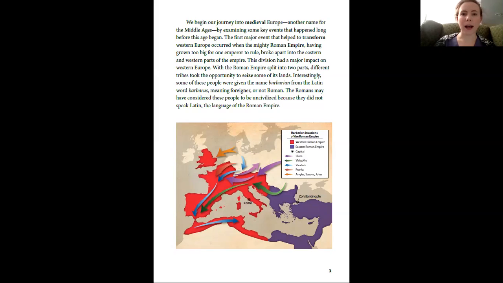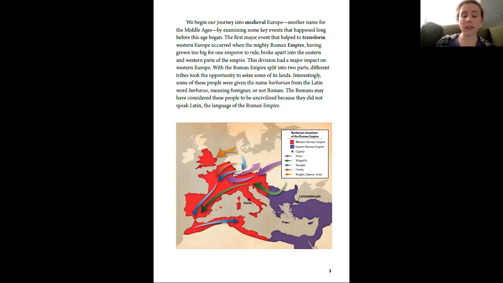When the Roman Empire split into two parts, different tribes took the opportunity to seize some of its land. Interestingly, some of these people were given the name barbarian from the Latin word barbarus, meaning foreigner or not Roman. The Romans may have considered these people to be uncivilized because they did not speak Latin, the language of the Roman Empire.